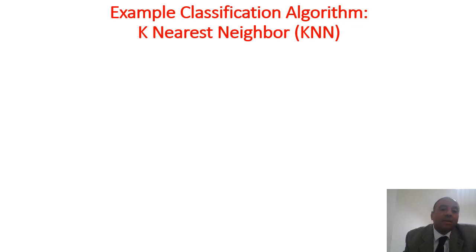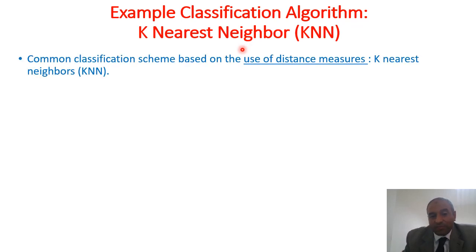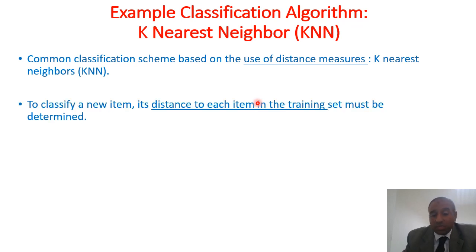Now let us take k-nearest neighbor as an example classification algorithm to explain how it works. First of all, this algorithm belongs to classification techniques and is based on distance measures. This means that in nearest neighbor, we estimate the distance of each element from its closest neighbors. How do we make this useful? In order to classify any new item, its distance is calculated to each item in the training set.